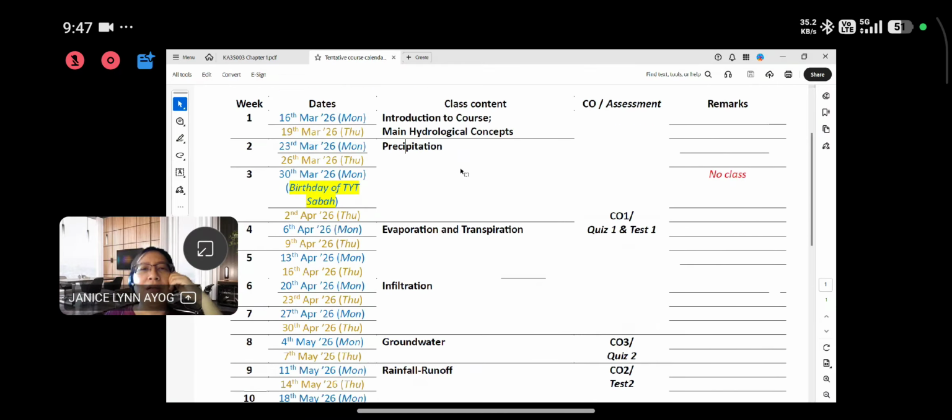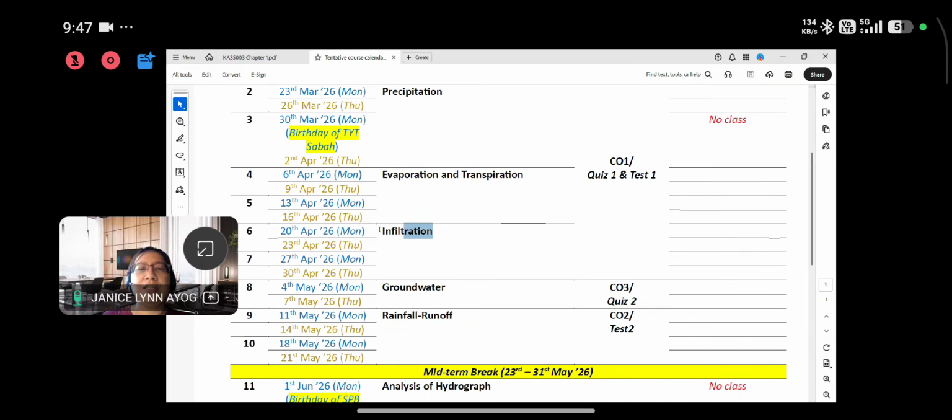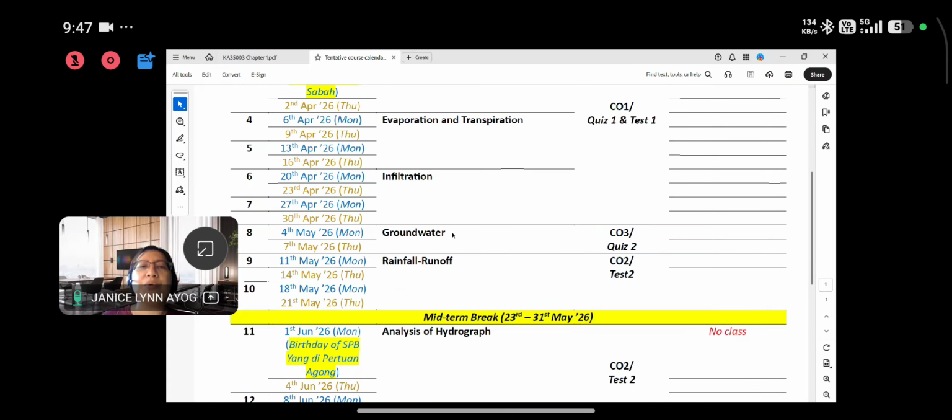Now, if you were to look at the course content, okay, so today we're going to cover introduction to course, including the main hydrological concept, which is chapter 1. Going to finish that by this week. And then followed by precipitation, and then followed by evaporation, and then infiltration, and then groundwater.